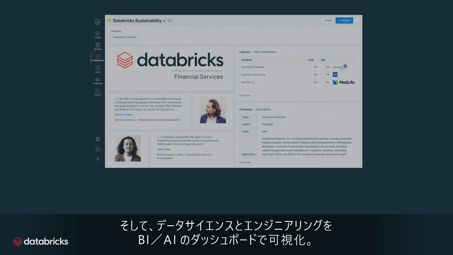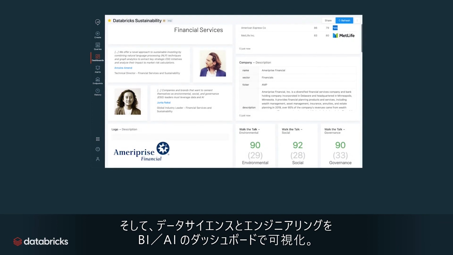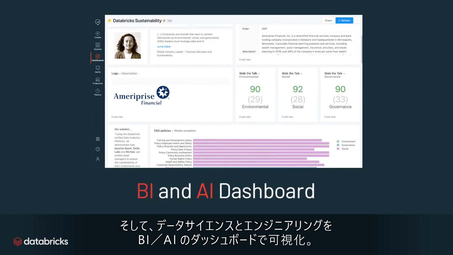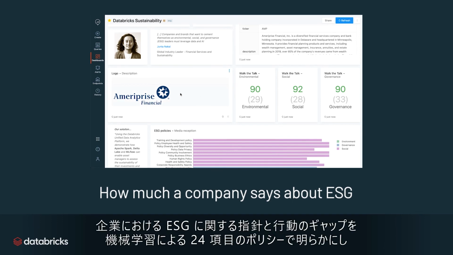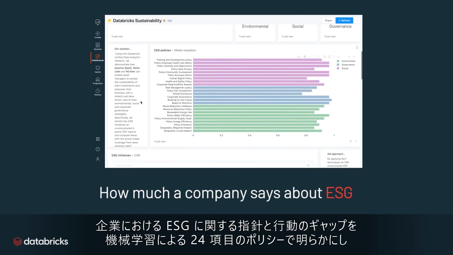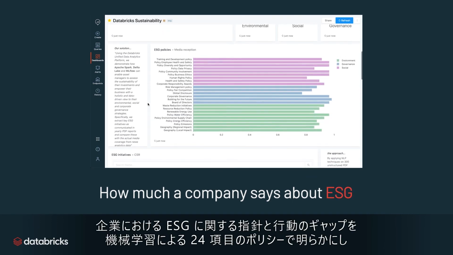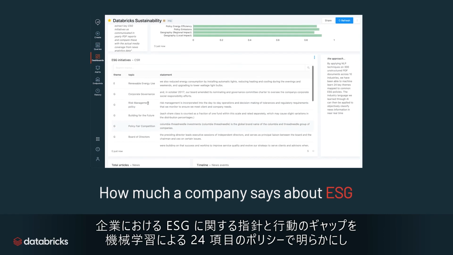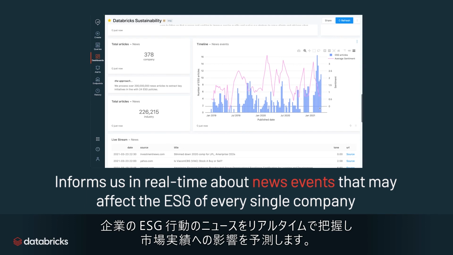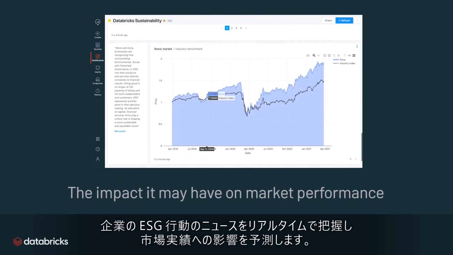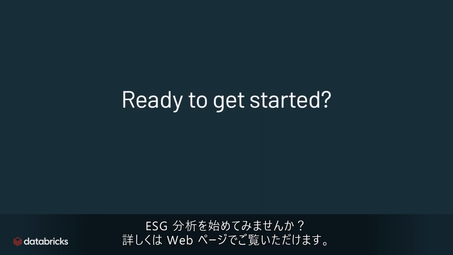Finally, we are able to bridge the gap between the data science and engineering world into a BI and AI dashboard. Combining all those insights into one platform to understand how much a company says about E, S, and G versus how much a company does across each of those 24 machine-learned policies informs us in real time about news events that may positively or negatively affect the ESG of every single company, and in turn, the impact it may have on market performance. Ready to get started on ESG analytics?